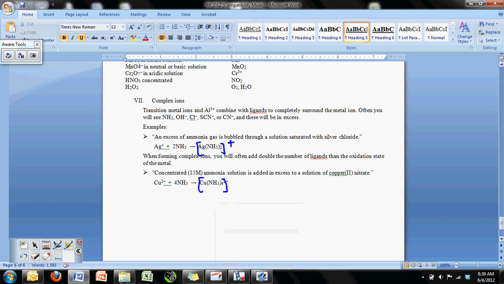Now I'm going to spend a few minutes on how to write net ionic equations. The most important part in being able to write a net ionic equation is to be able to identify what to break. And that's where the problem is. Because if you're not clear about what to break, you end up dissociating things that don't dissociate and not dissociating what should be dissociated. So first of all, what breaks?